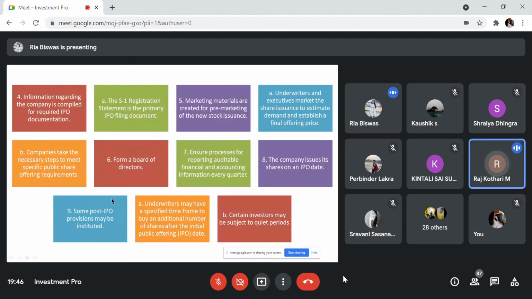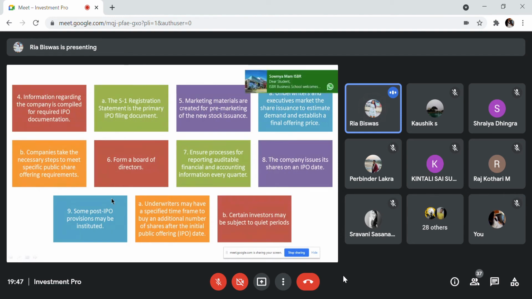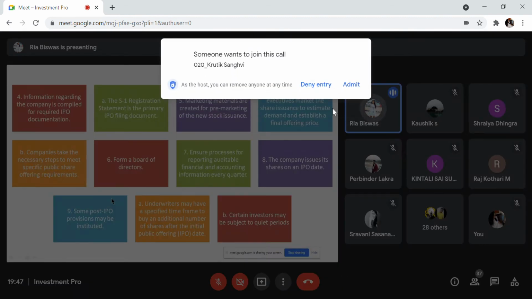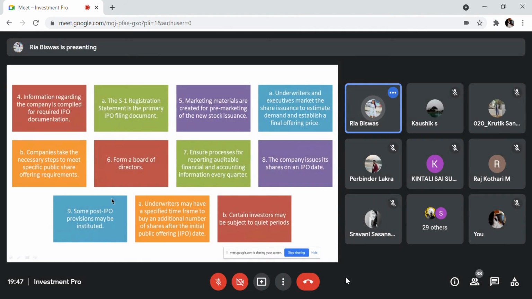Ma'am, can you explain the question, please? Yeah, I was asking what is the additional number of shares that can help this IPO? No idea, ma'am. Okay, no one is there. If anyone can share what this additional number of shares is that is going to help after the IPO date? Okay, I think no one is aware of that.